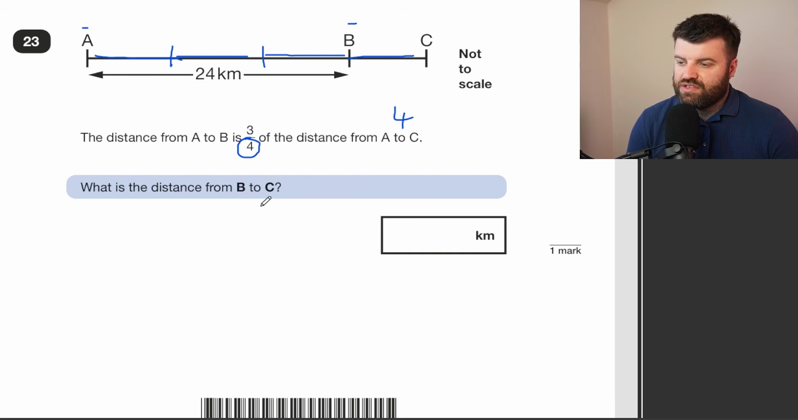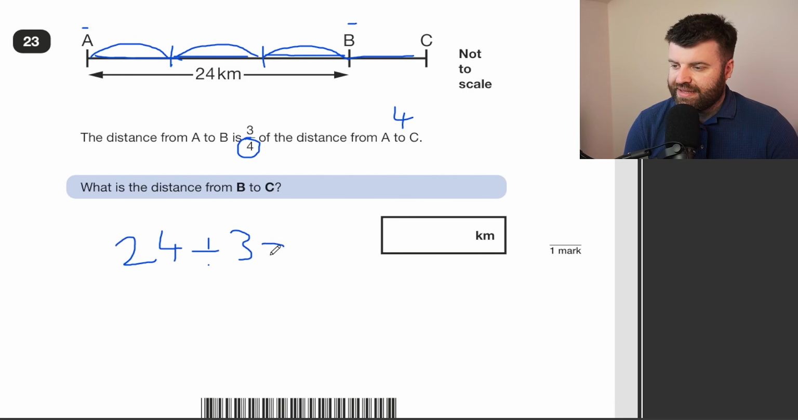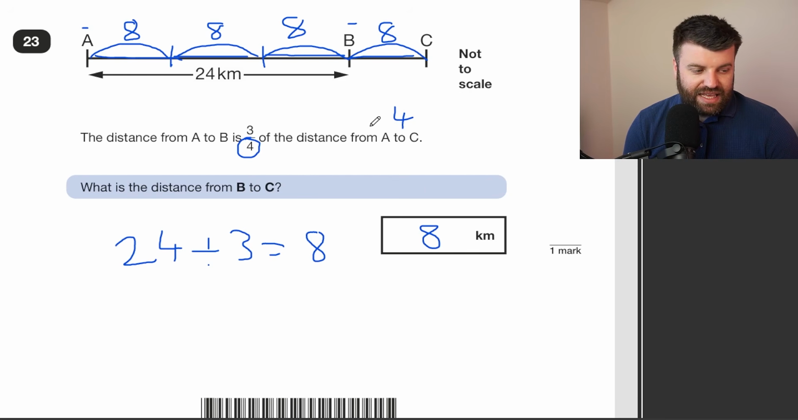So what's the distance from B to C? We can work this out now. Because I know that these 3 jumps are 24 kilometers, I can do 24 divided by 3. That's going to give me 8. So I know that each of my little jumps here is worth 8. Therefore, if I'm working out B to C, that's just one of those jumps I've just calculated. And the answer is 8 kilometers.